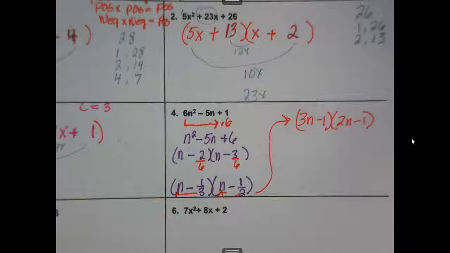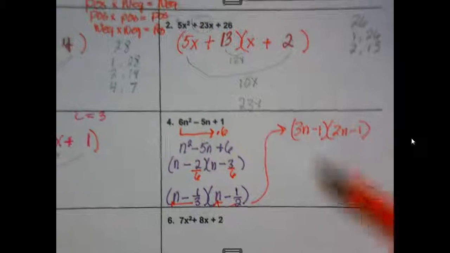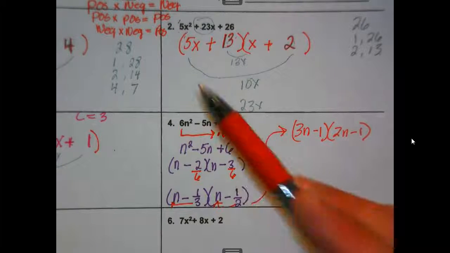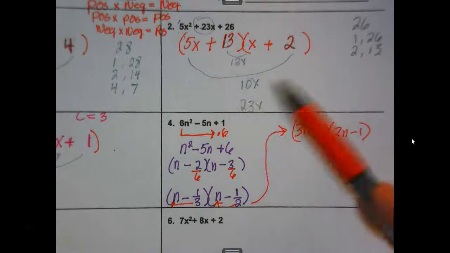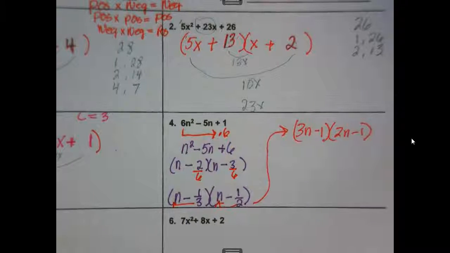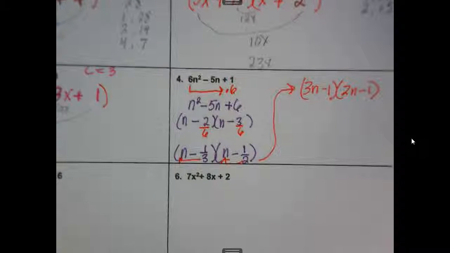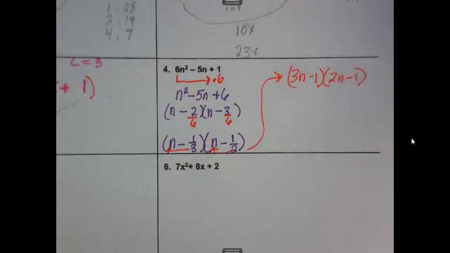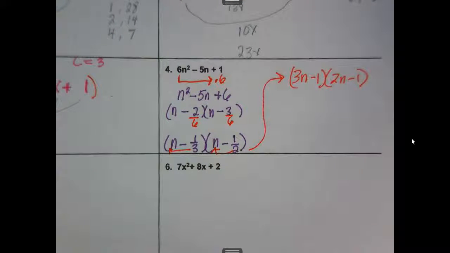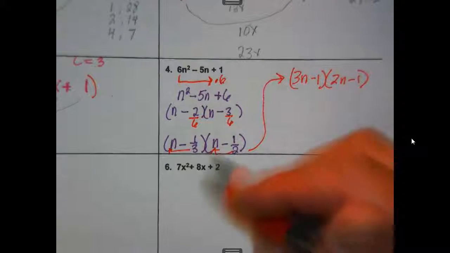So it looks complicated. It really isn't when you're doing it. Sometimes it's easier doing it this way than trying to figure out the guess and check method. This is called slide and divide. Should we do a couple more slide and divides? Okay, number 6. We'll do slide and divide.